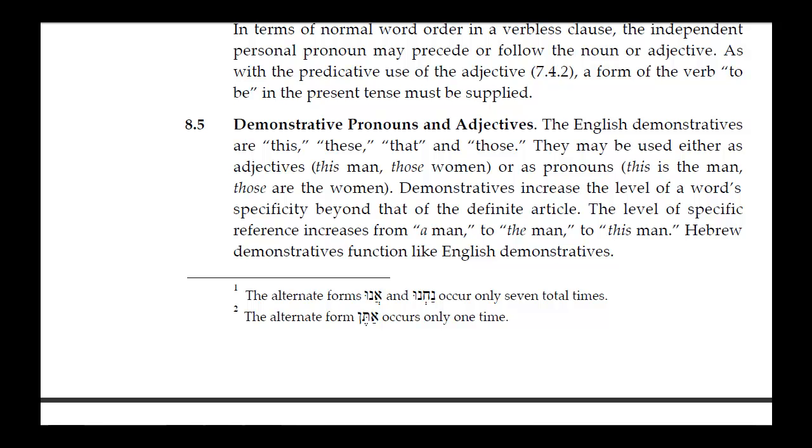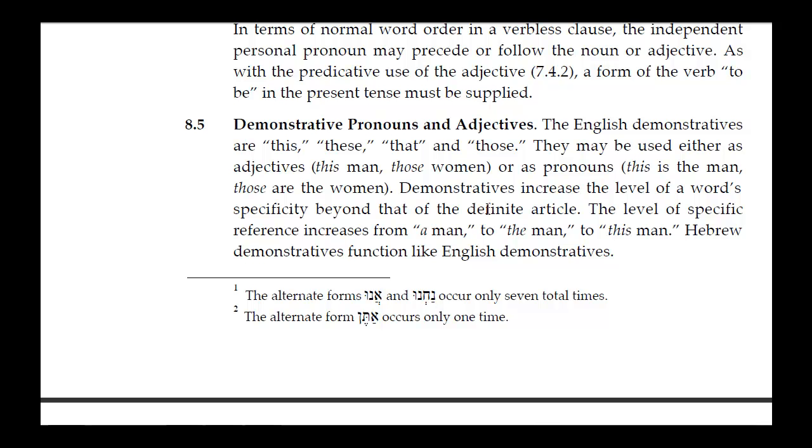Now let's go ahead and go into demonstrative pronouns and adjectives. The English demonstratives are this, these, that, and those. This and these are more specific, and that and those are less specific. That means they're further away. They may be used either as adjectives, this man, or those women, or as pronouns. This is the man, or those are the women. It would almost be like this one is the man, or those ones, or those people are the women.